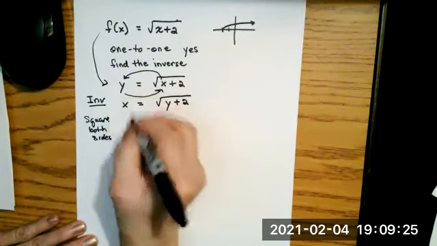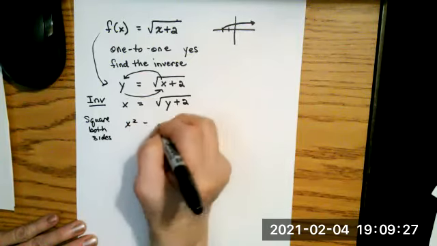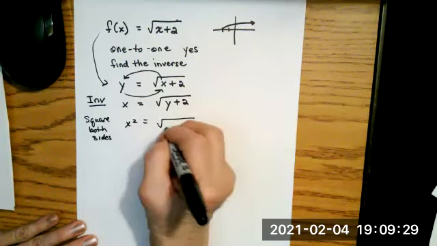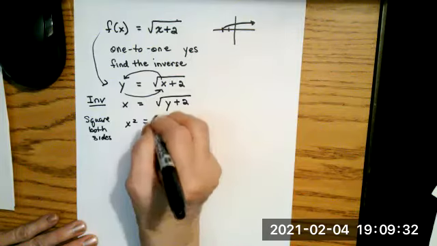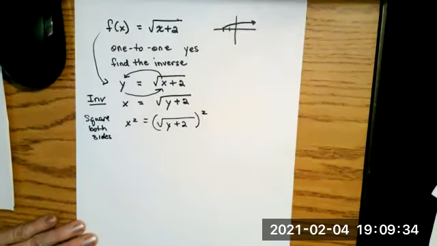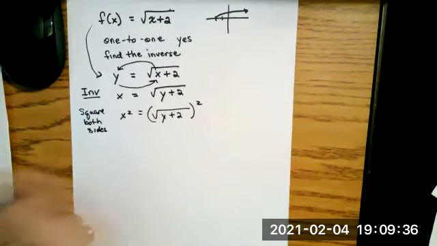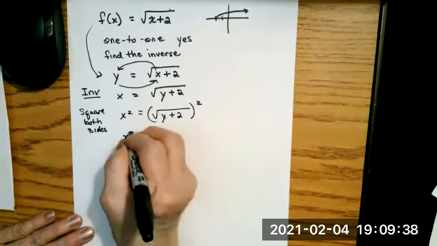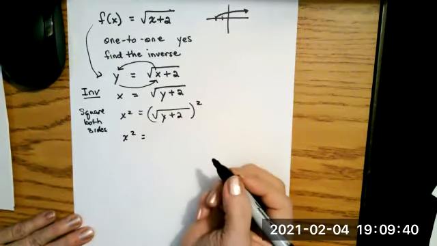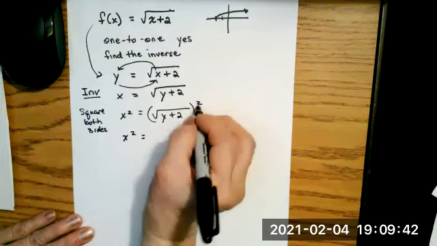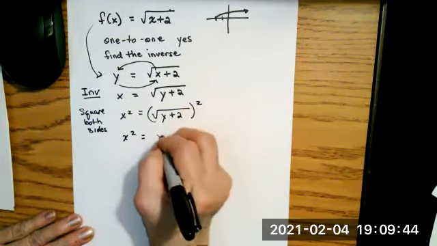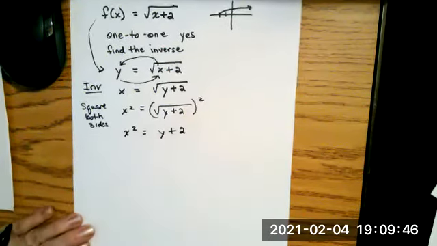So I'm going to square, I'm going to do it in this step so that we'll know what I did. I'm going to square both sides. So on this left side, I get x squared. On the right side, the square is going to make the radical symbol go away, and I just have y plus 2.